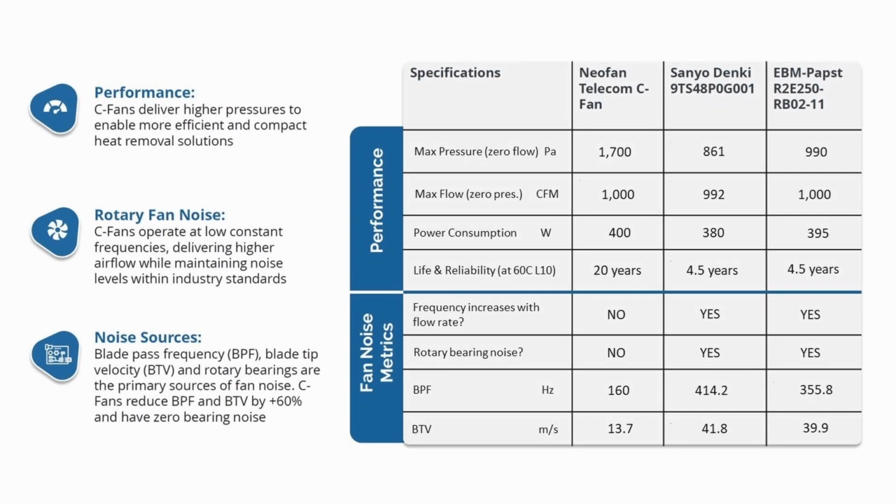As shown here, the primary sources of fan noise are blade tip velocity, blade pass frequency, and bearing noise. The C-fan has no bearing or mechanical noise and operates at significantly lower frequencies, resulting in higher performance with reduced noise levels.